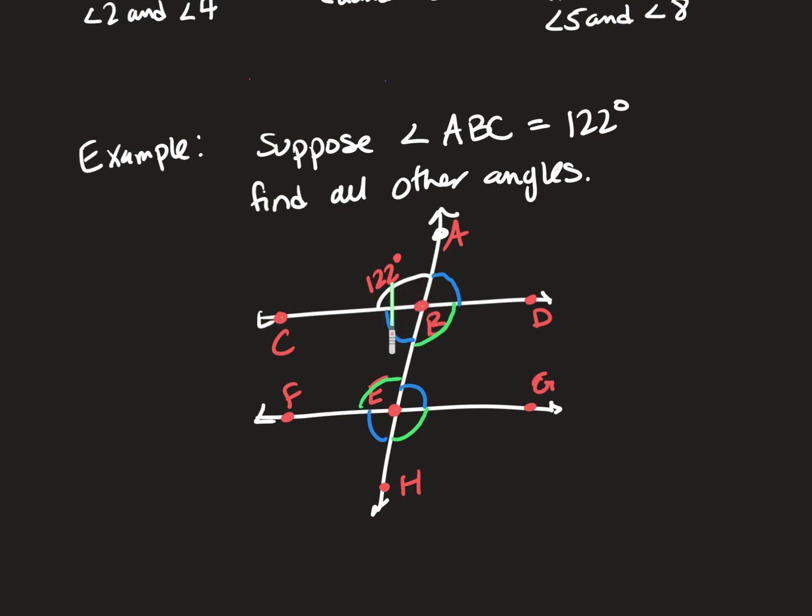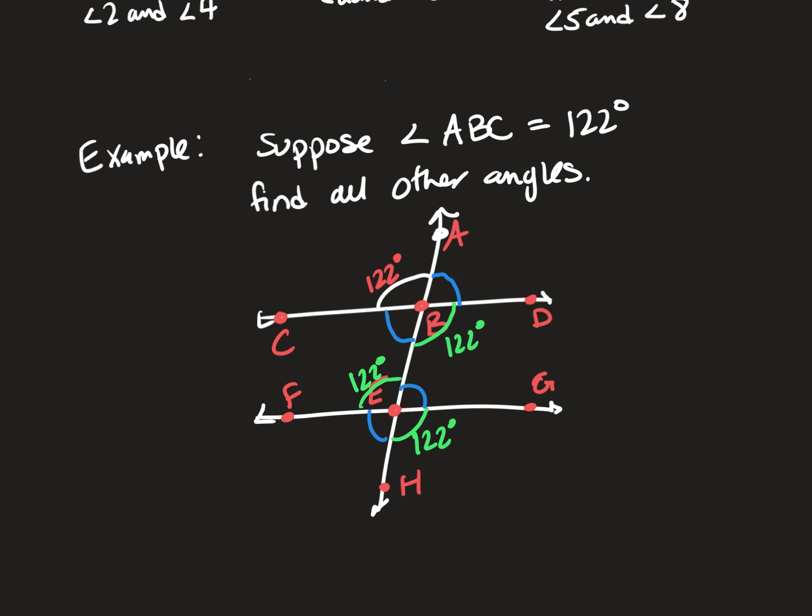So this 122 degrees is vertical to this right here, which we can call DBE, EBD, or DBH, HBD. You can name it 4 different things, but basically this is vertical to this, so that means this angle is what? The green angles are equal to what? 122 degrees. And then that means since this angle corresponds to this angle right here, what is this angle equal to? 122. And then that's vertical to this, so what is this equal to? 122. Pretty easy, right?